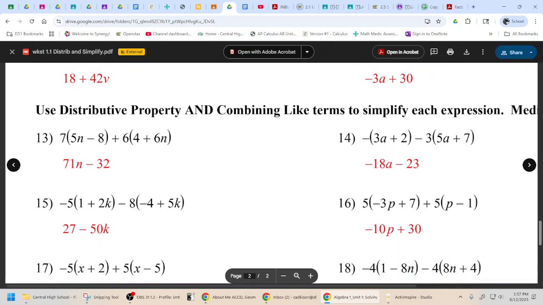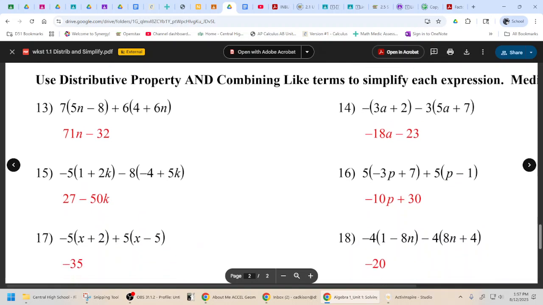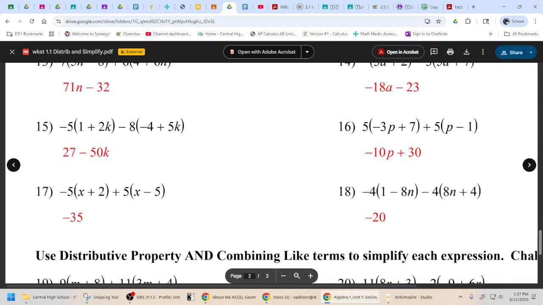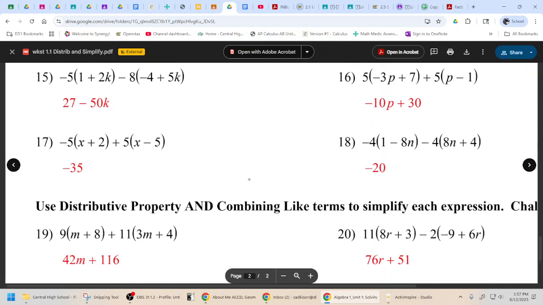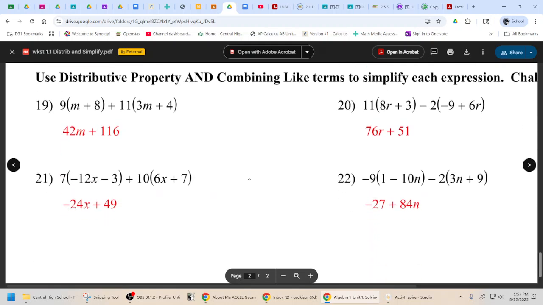Let's start on 13. 71n minus 32. 15, 27 minus 50k. 17 is negative 35. Nice, that one simplified a lot. 19, 42m plus 116. And 21, negative 24x plus 49. Any of those you'd like to do? Number 15.